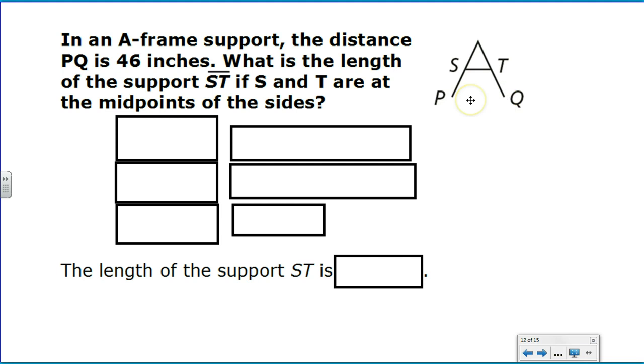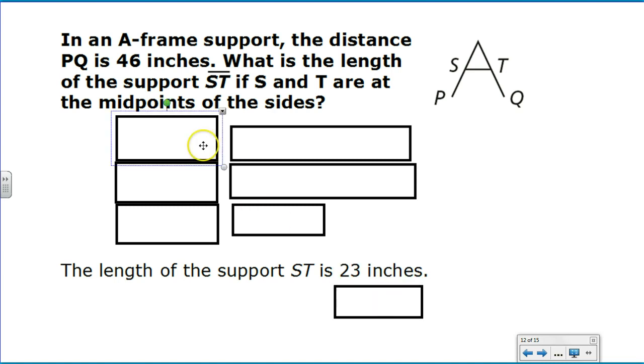Okay, and an A-frame support, the distance PQ is 46 inches. So what is the length of ST if S and T are at midpoints of the sides? And see, can you tell me that in the next 5 seconds? 5, 4, 3, 2. So the measure of ST must be half, right? Half of 46, which is 23.